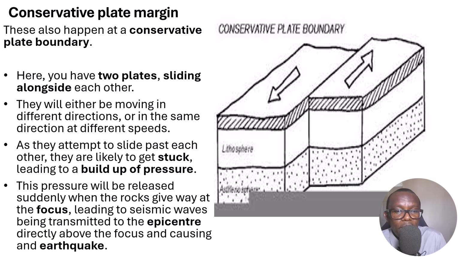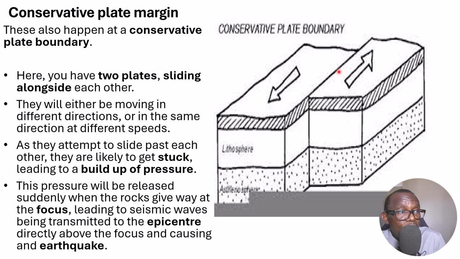So the fourth type of plate margin is the conservative plate margin, and this happens at a conservative plate boundary, which is where you have two plates that are sliding past each other. So trying to slide past each other. They could either be trying to slide past each other in different directions, or sometimes they could be moving in a similar direction but at different speeds. Now, as they try to slide past each other, sometimes they are likely to get stuck. And because they are still trying to push past each other, pressure is likely to build up.